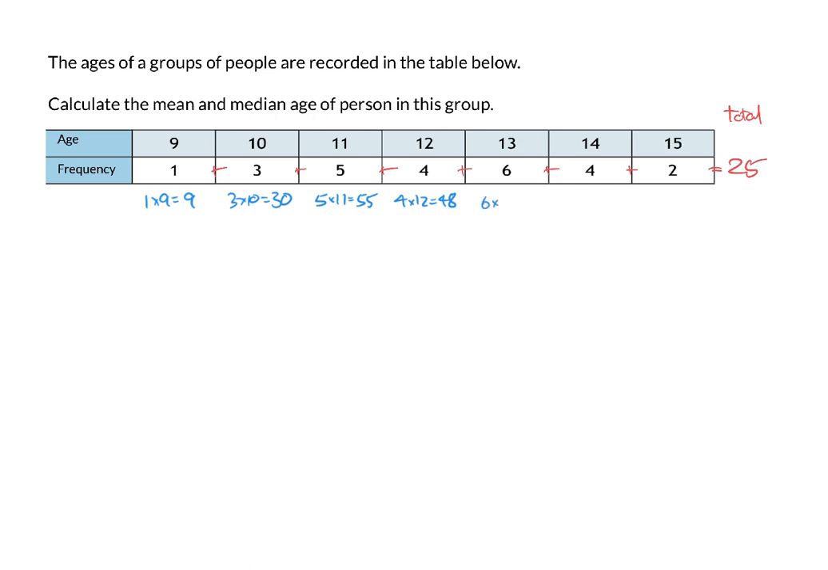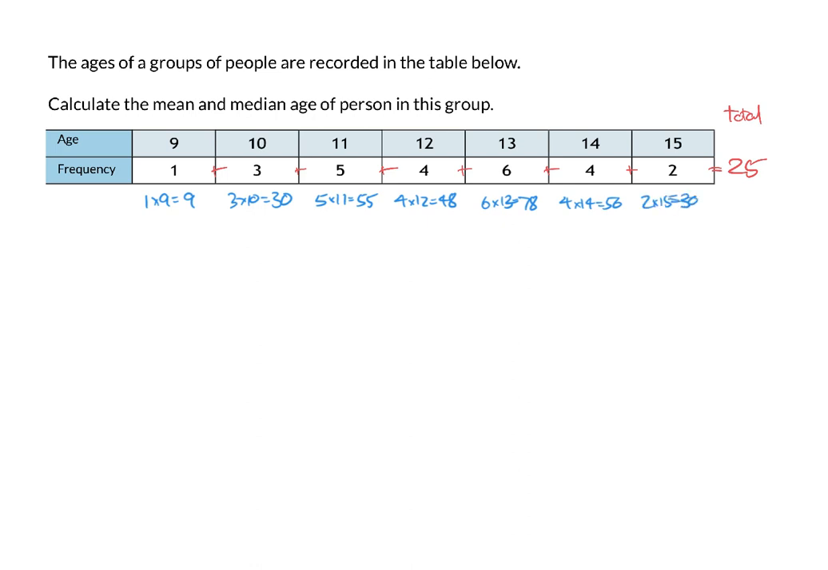Here I've got 6 people that are 13. Their total age is 78. 4 people that are 14. Their total age is 56. And 2 people that are 15. So 2 times 15 is 30.